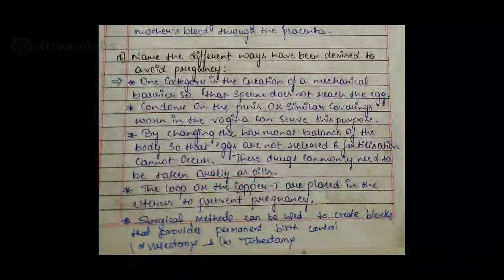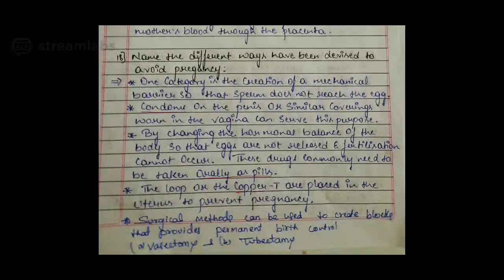Name the different ways which were advised to avoid pregnancy. This comes under reproductive health. Birth control methods are so important in India because India has a very huge population. In order to control the population, these methods are being adopted.